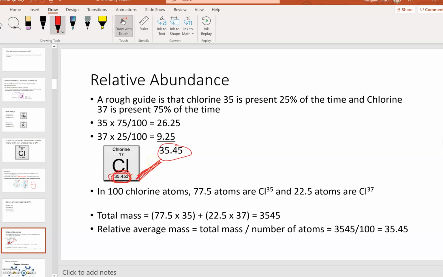It's come about from how abundant those two individual isotopes are. So the other way of looking at that is you could take the total mass of those isotopes. So out of 100, 77.5 of them are 35 and 22.5 are 37, which would give this total mass. And if you divide that by 100 atoms, you'd get the same thing. Now what you'll notice here is these values are a bit more specific, the second ones I've done, and that's because it's actually not a 75-25 ratio, it's actually 77.5 to 22.5, but the 75 and 25 are much easier to remember, which is why I always use those.